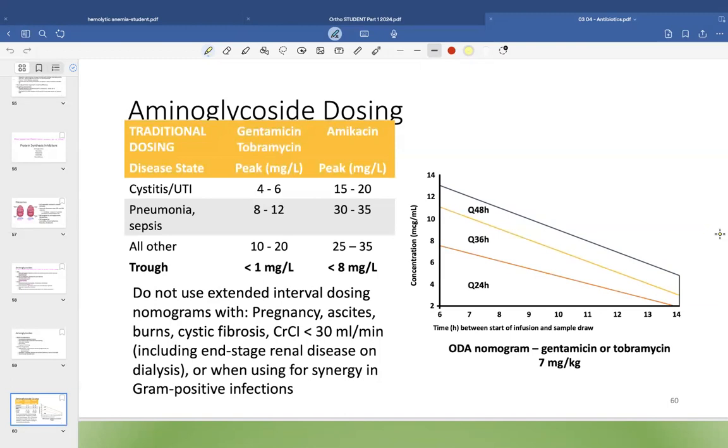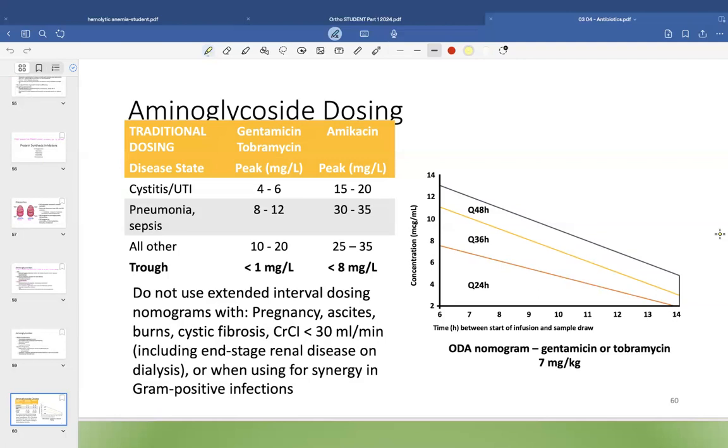Again, the urine penetration is excellent, so lower targets here. For pneumonia, sepsis, it's intermediate, again, good penetration as well. And for most other indications, it's a little bit higher. Amikacin is somewhat less potent, so the levels are different.